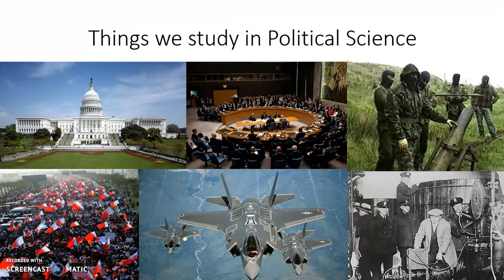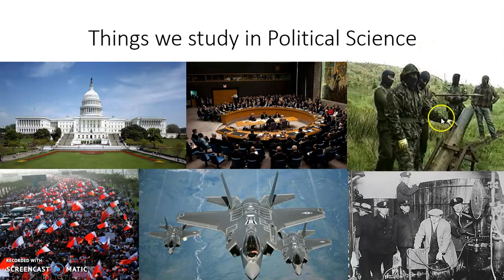A major thing we study in political science is how governmental institutions affect the interaction between people and the government. Here too, in the top middle, we have a picture of the UN Security Council. So this relates to international relations and how states interact with each other.